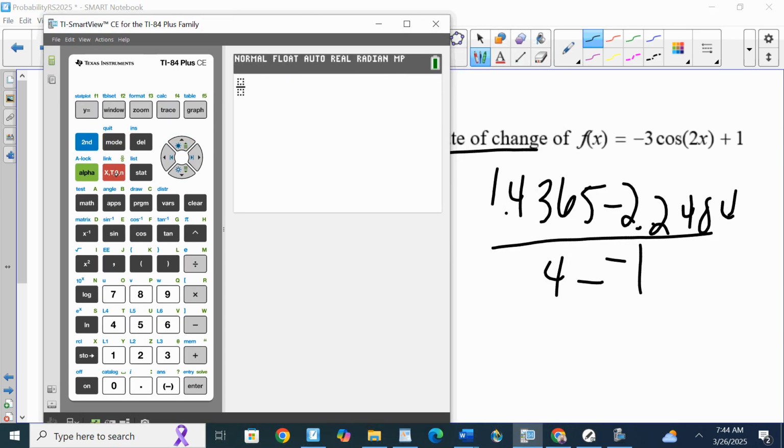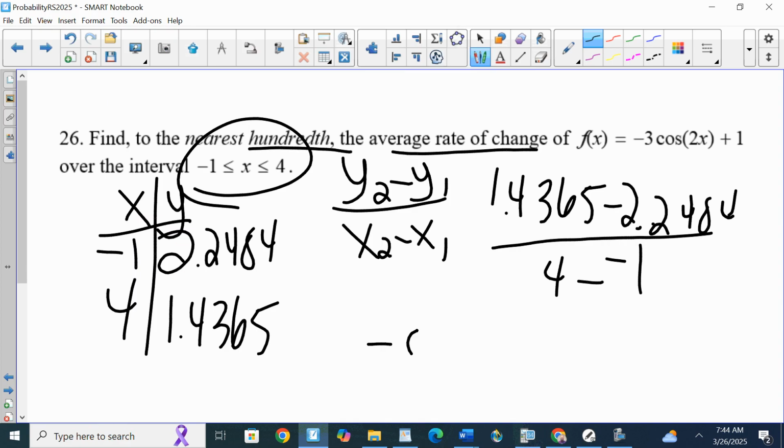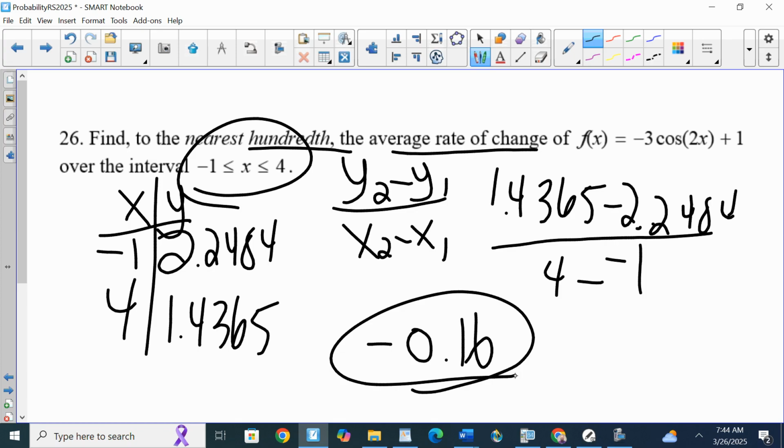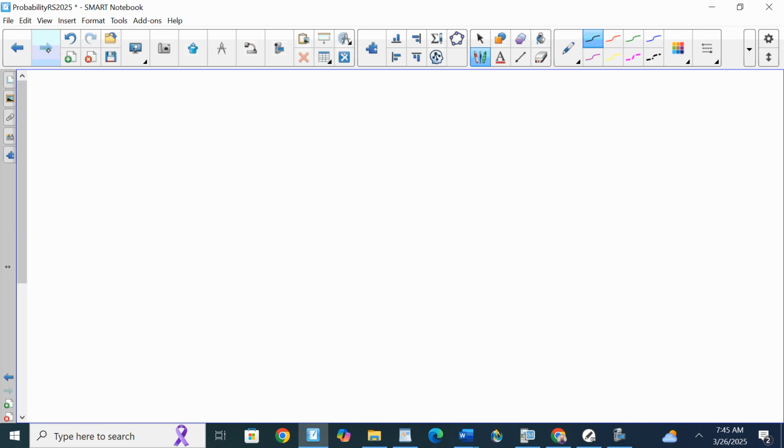1.4365 minus 2.2484 over 4 minus negative 1, not 4 minus 1, 4 minus negative 1, negative 0.16 to the nearest hundredth. Again, another very commonly asked Regents question. That's not hard. And that's it.